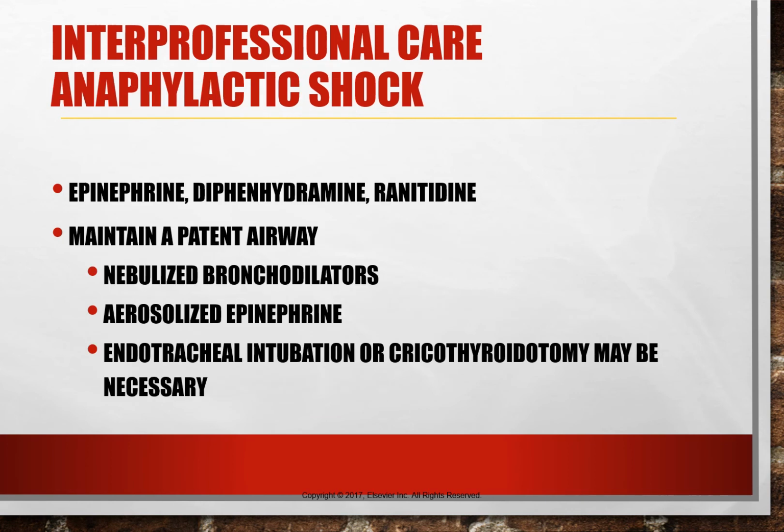So anaphylactic shock, our goal is epinephrine IM. Epinephrine also comes in an inhalant or an aerosolized form. However, the IM is better because if there's a bronchoconstriction, they might not be able to get enough of it in that way. Also want to give some Benadryl. Ranitidine is a histamine blocker. So those medications are going to help with that inflammatory response.